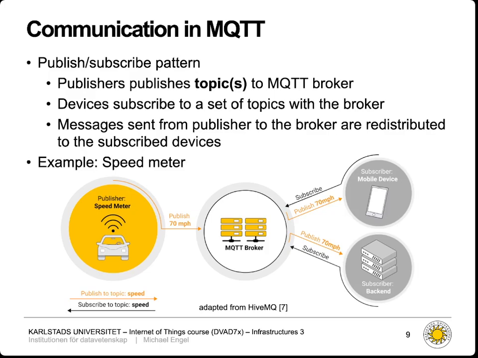So the communication in MQTT works as a publish-subscribe pattern. A publisher publishes one or more topics to the MQTT broker. Devices subscribe to a set of topics with the broker, and then messages are sent from the publisher to the broker. The broker has a list of current subscribers to that topic and sends out messages again to these subscribed devices. And here we see an example of a speed meter. We send out speed information to the broker with the topic, okay, this is speed information, and all the systems that are interested in this information are going to receive a data packet there.